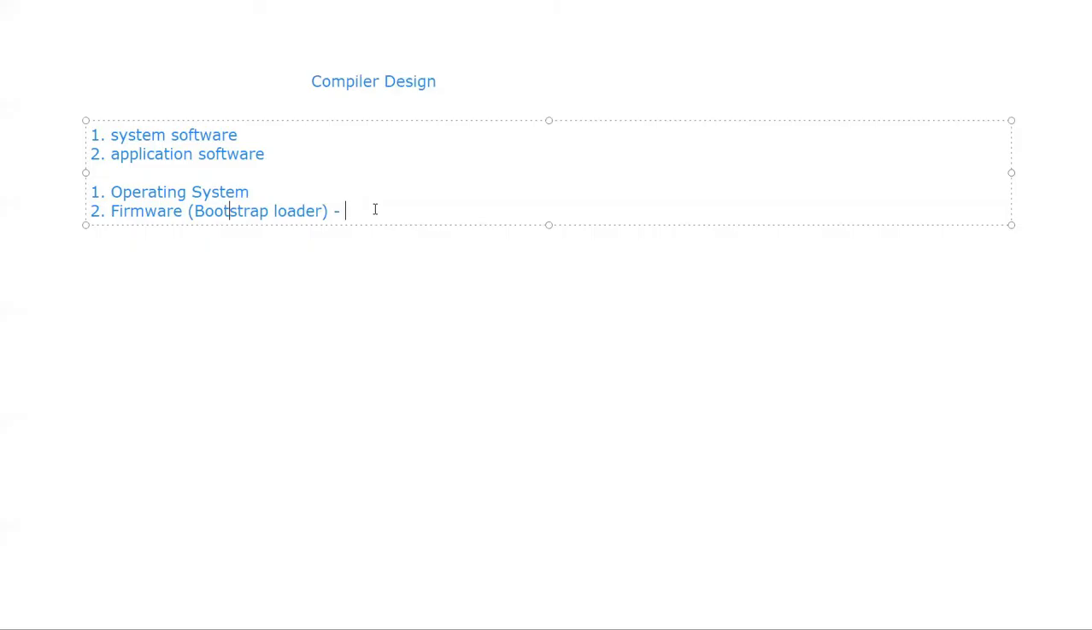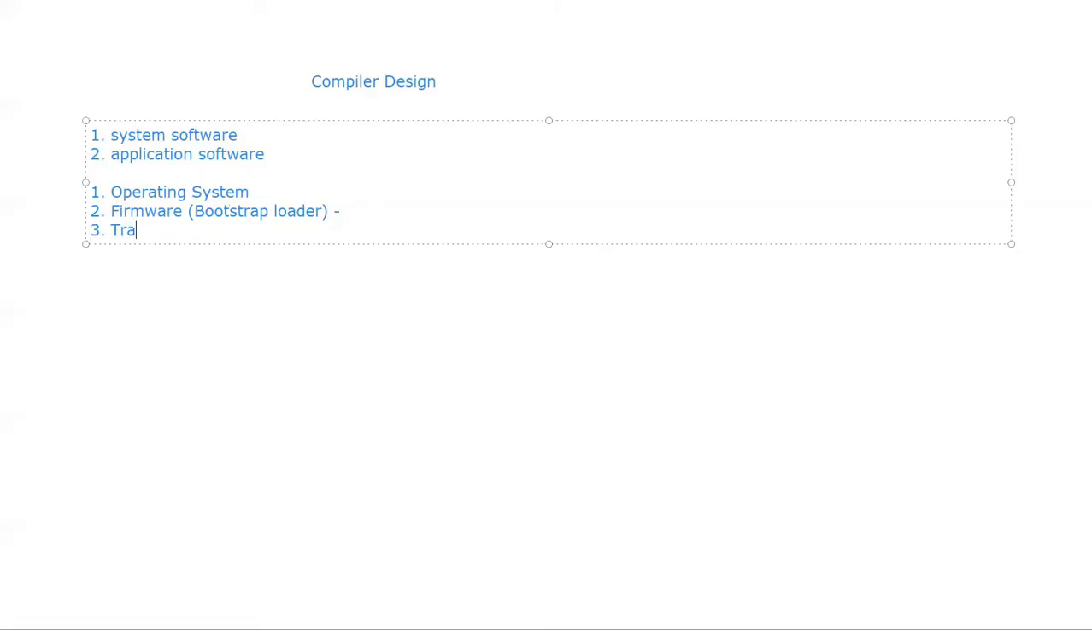So firmware, or you can call it bootstrap loader, is a software which loads your operating system from the hard disk, from the boot sector. You know that there are various kinds of sectors in your hard disk, right? So there is a first sector or zero sector that is called boot sector. So it starts loading your operating system from boot sector to the RAM, right? So this is the second system software.